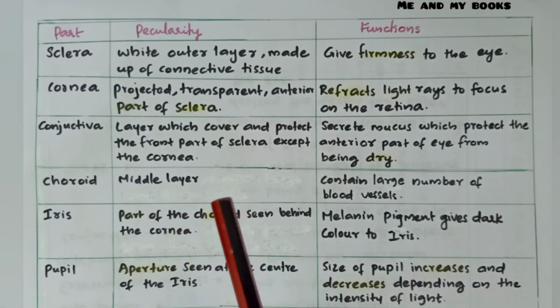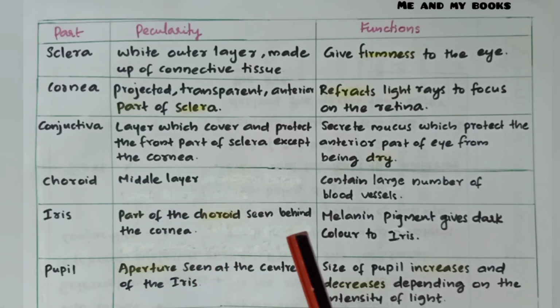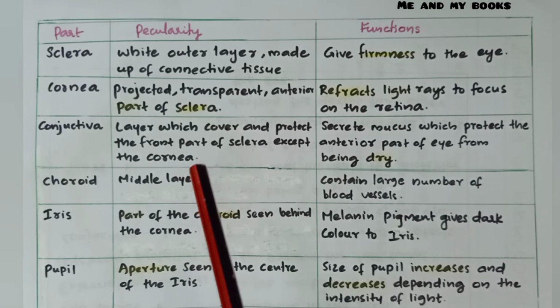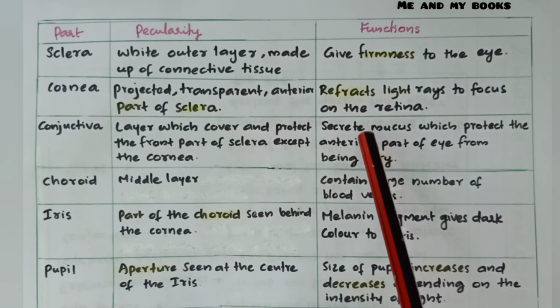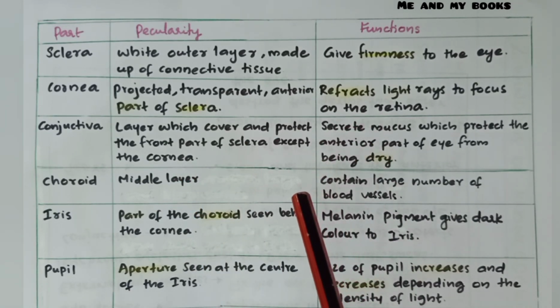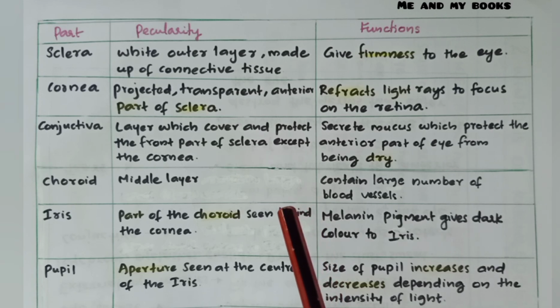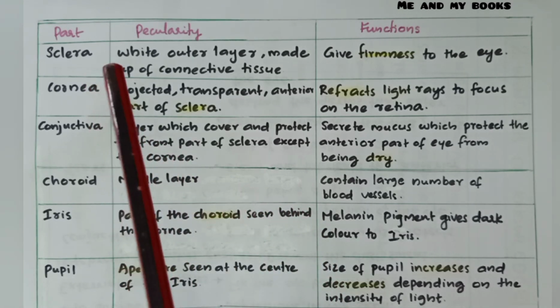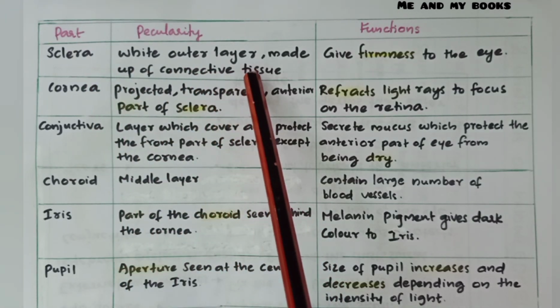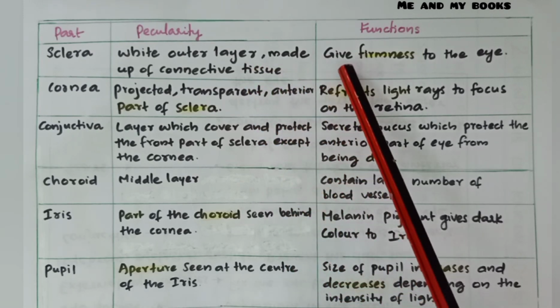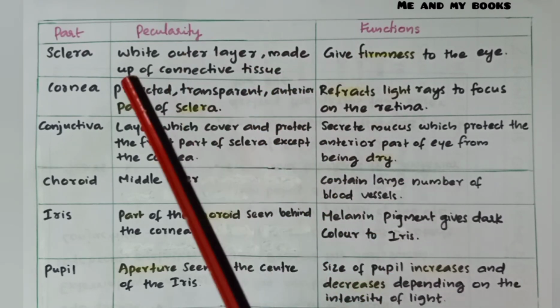While preparing notes, you can prepare a table like this which include 3 columns: part, peculiarity and function. Okay, here I am reading all these. I have already explained all these while taking class. First one, sclera, white outer layer made up of connective tissue. Function, give firmness to the eye.